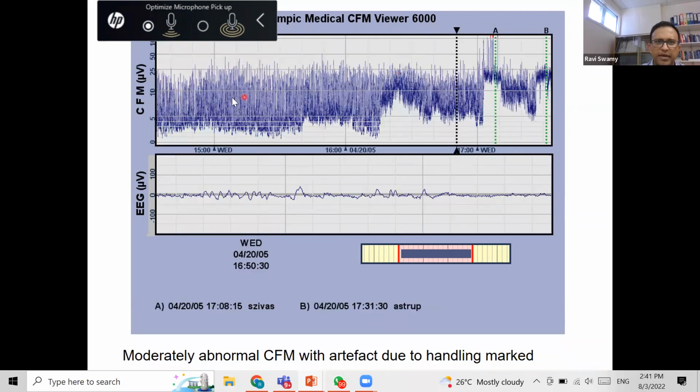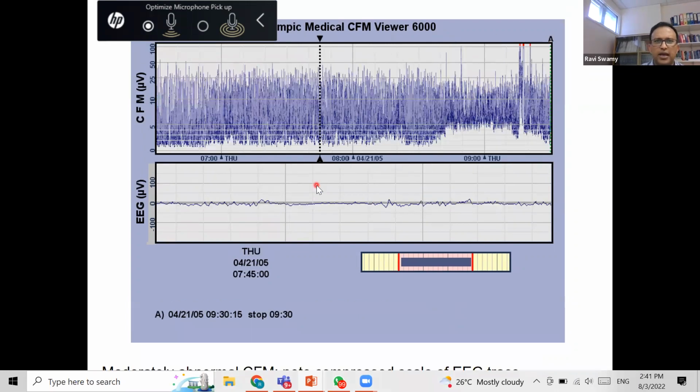And again, big bands. The moment you see big bands, it is moderate. So you can say this is moderately abnormal CFM. No issues there, and maybe somewhere here you lost the trace. That's all. It's not a seizure because you don't see any spikes in the EEG, so it's not a seizure. Again, big bands, so this is a moderately abnormal CFM. Nothing to worry here.